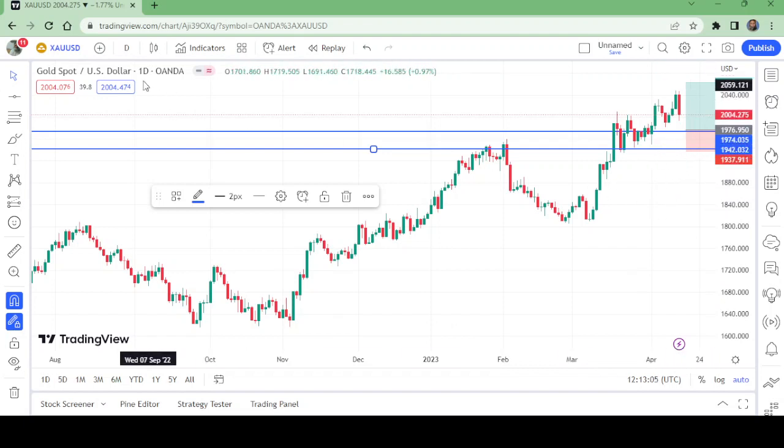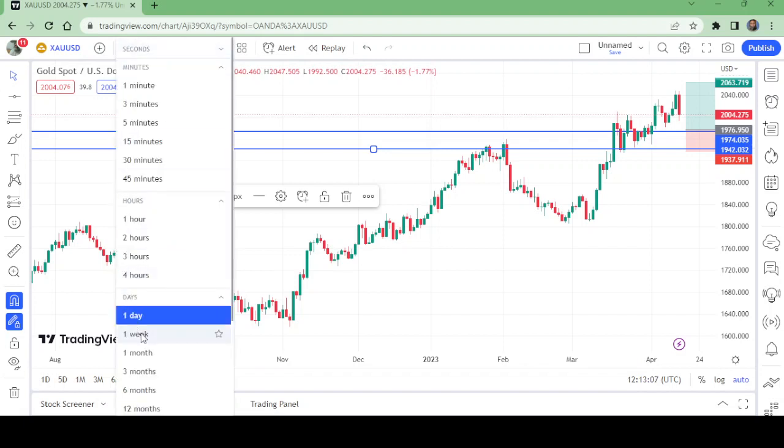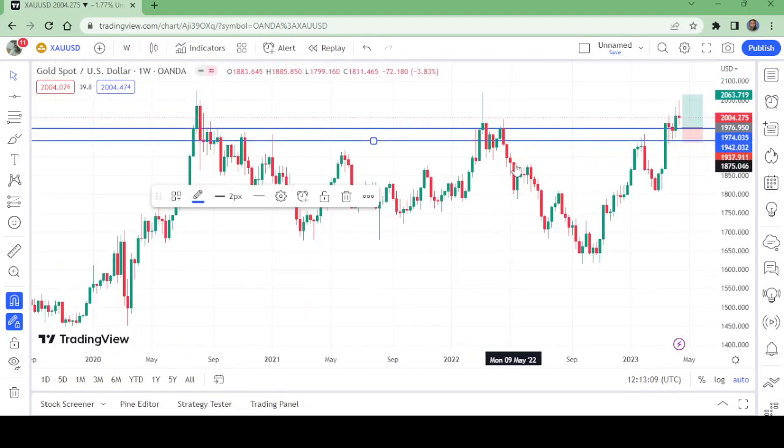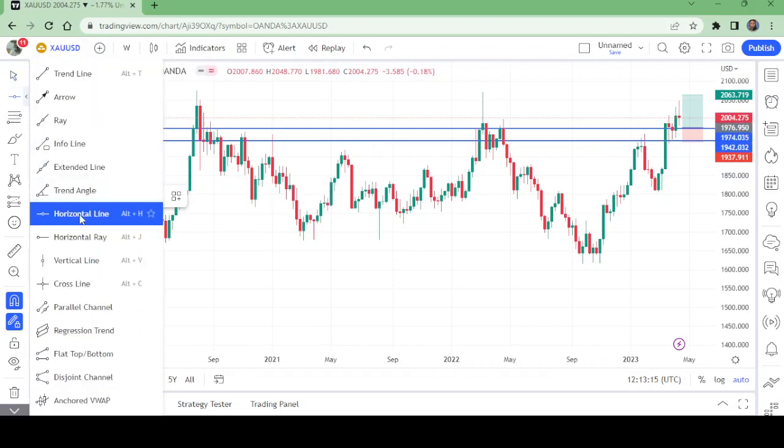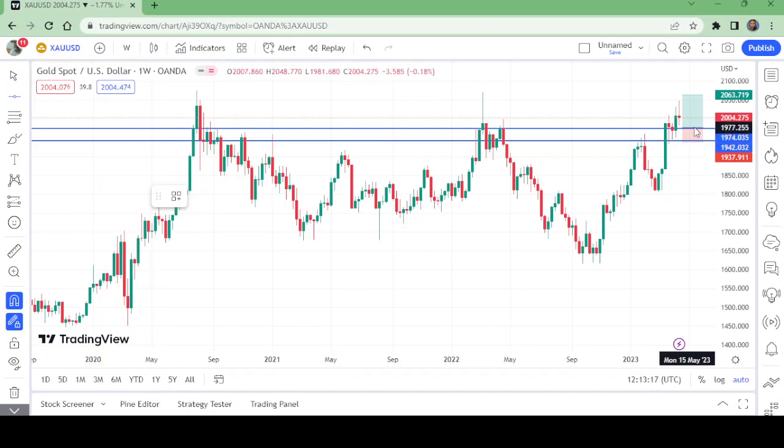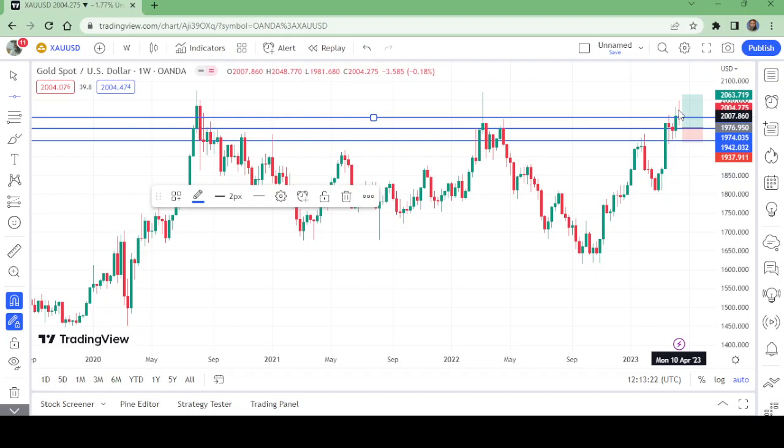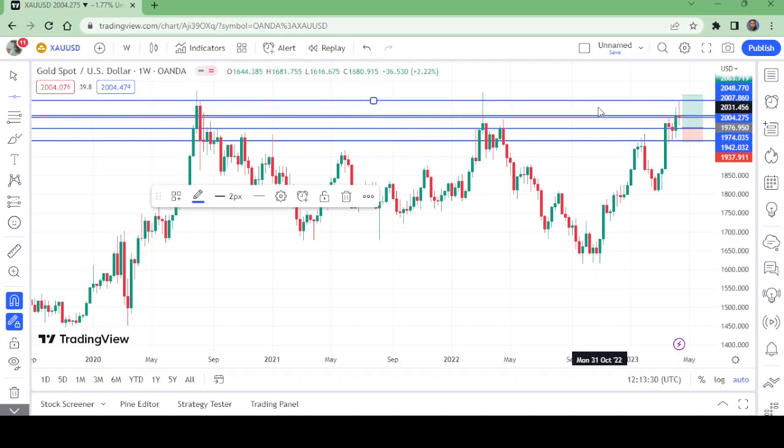Now for take profit options, we will have to move to the weekly time frame, and there are many take profit options that we have. This will be the entry. This will be the first take profit. Though in between, you may also take profit. This could also be the take profit. Here is also a take profit.